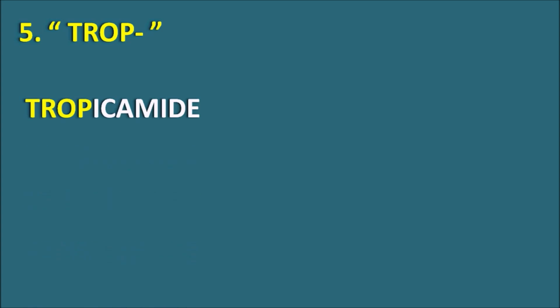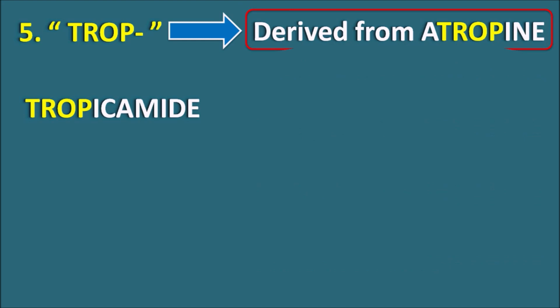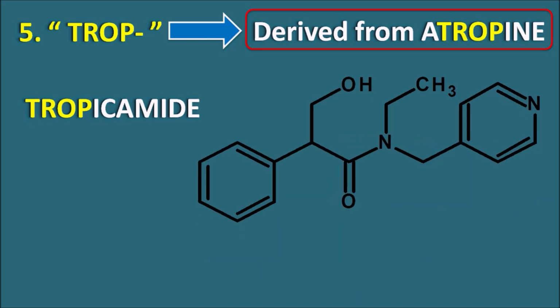So we have one of the drug, tropicamide. Here the prefix trop indicates they are the atropine derivatives. They are going to be derived from the atropine. Atropine is a natural product, but tropicamide is a synthetic analog. And this is the structure of the tropicamide.